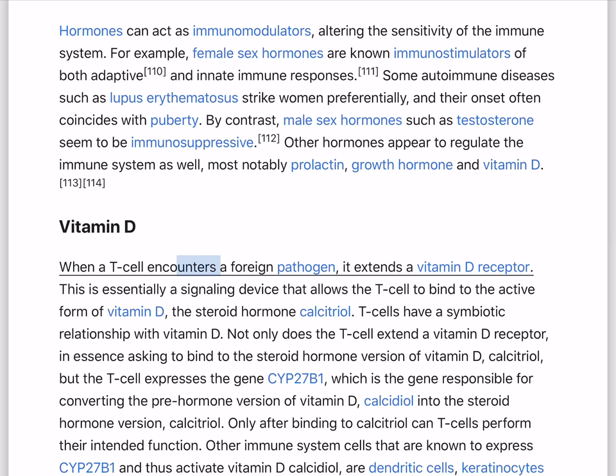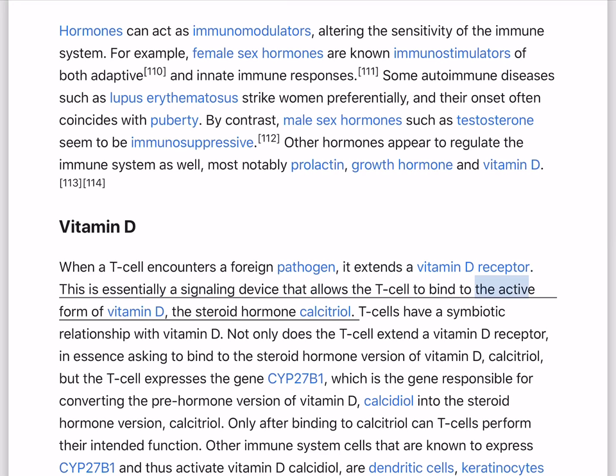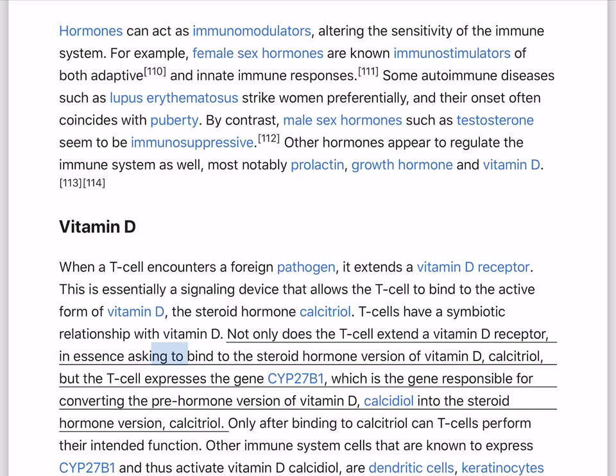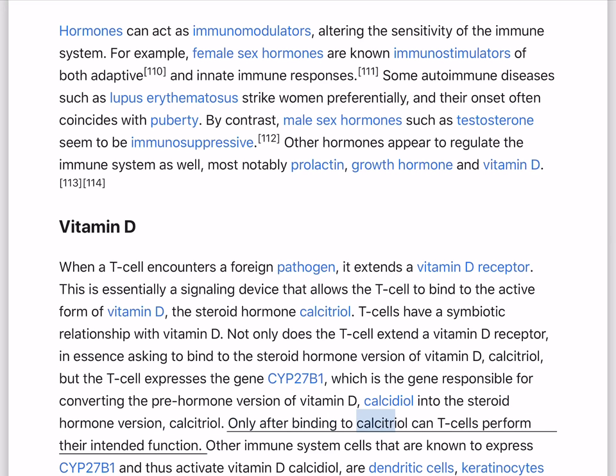Vitamin D. When a T cell encounters a foreign pathogen, it extends a vitamin D receptor. This is essentially a signaling device that allows the T cell to bind to the active form of vitamin D, the steroid hormone calcitriol. T cells have a symbiotic relationship with vitamin D. Not only does the T cell extend a vitamin D receptor, in essence asking to bind to the steroid hormone version of vitamin D, calcitriol, but the T cell expresses the gene CYP27B1, which is the gene responsible for converting the pre-hormone version of vitamin D into the steroid hormone version, calcitriol. Only after binding to calcitriol can T cells perform their intended function.